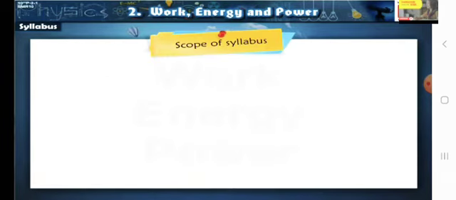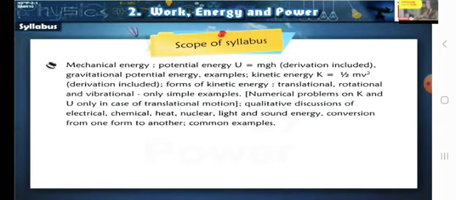Scope of syllabus. Mechanical energy. Potential energy U is equal to mgh. Derivation included. Gravitational potential energy. Examples. Kinetic energy K is equal to half mv square. Derivation included. Forms of kinetic energy.